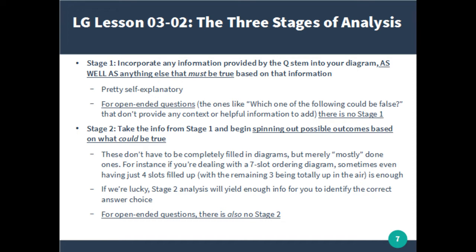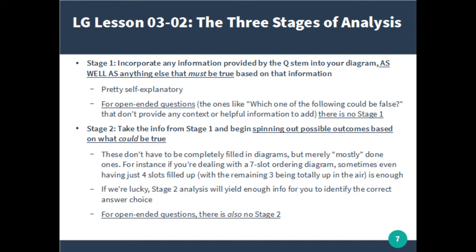Now, the final caveat before we discuss stage 3 is that, again, for open-ended questions, there is also no stage 2. So open-ended questions are kind of a different beast entirely. They're almost purely stage 3, which we'll get into in a moment. So again, just because I've added a lot of asides, to concisely sum up what stage 2 is, stage 2 builds on stage 1 by allowing you to spin out possible outcomes based on what could be true.